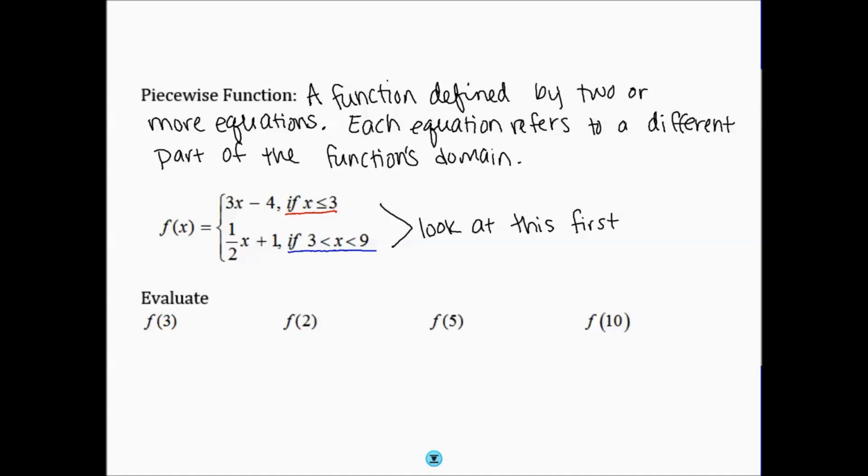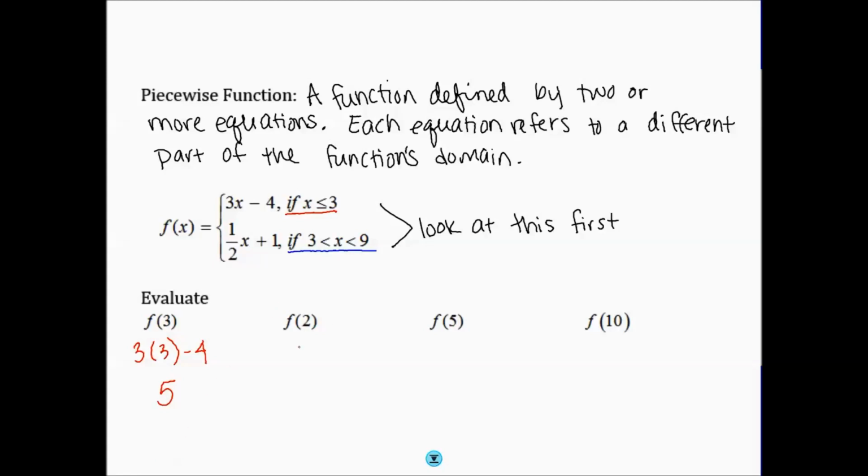So if x is less than or equal to 3, we use the first equation. If it's between 3 and 9, we use the second equation. So let's practice evaluating these. If we want to find f of 3, we need to look at 3 and decide which equation to use. 3 is less than or equal to 3, so we're going to use the first equation. Just plug in 3 for x, and then evaluate it. We end up with 9 minus 4, which is 5.